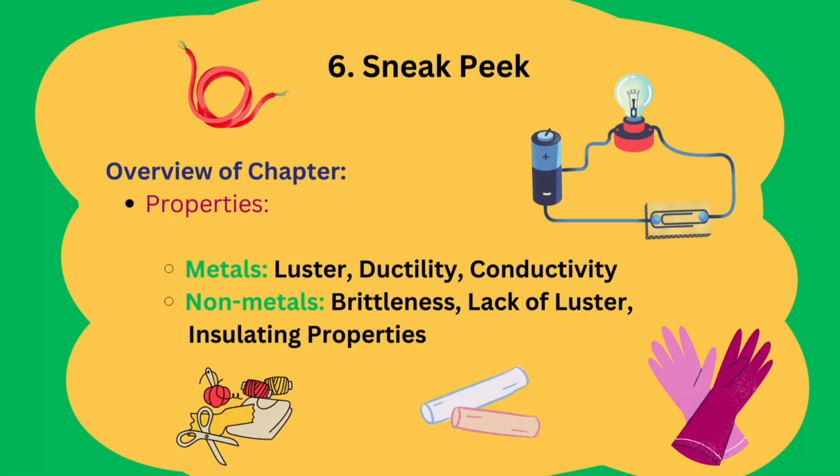Sneak peek. Give a brief overview of what they will learn in the chapter. Examples include properties: the physical and chemical properties of metals, for example luster and ductility, and of non-metals, for example brittleness and lack of luster.